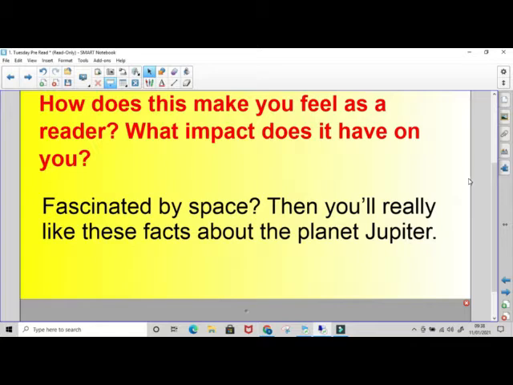So this idea is to make you think about your own understanding of space, to encourage you to read on, to hook you in straight away. Words like fascinated and space, Jupiter to catch your eye. But primarily they are designed to tell you what the text is about and to get you to then investigate further.